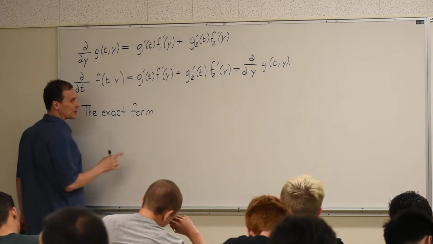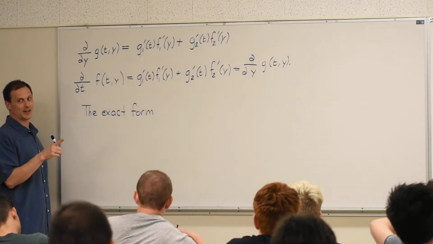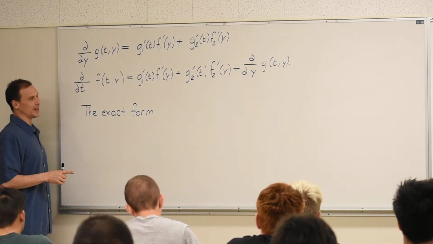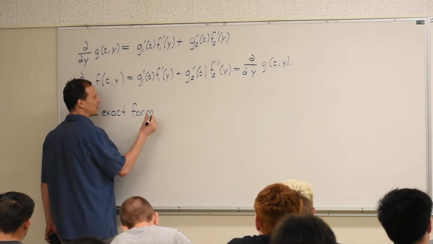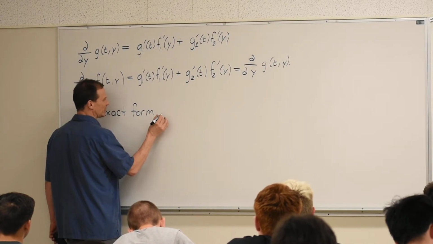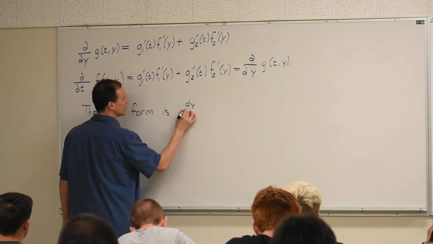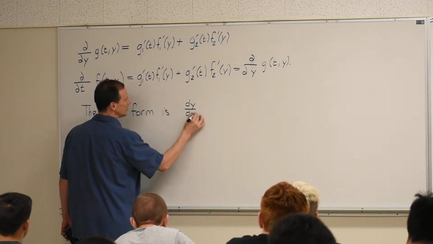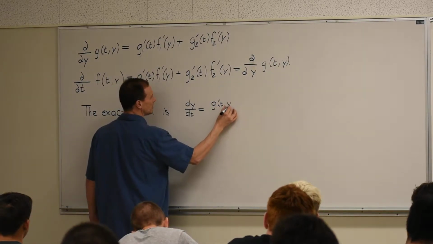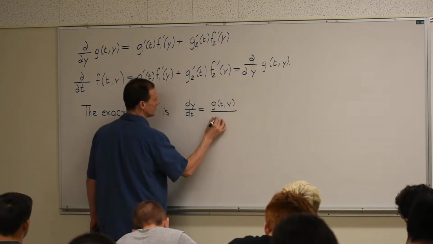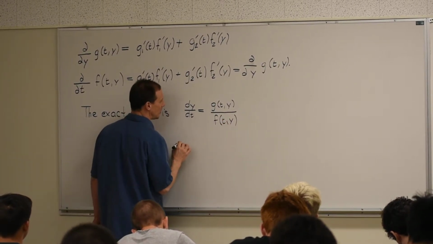I'll give you the exact form as it's written in our book. There's a minus sign, depending on the way the problem is initially presented, that is important. The exact form, as our book has it, is dy/dt equals g of t comma y over f of t comma y.